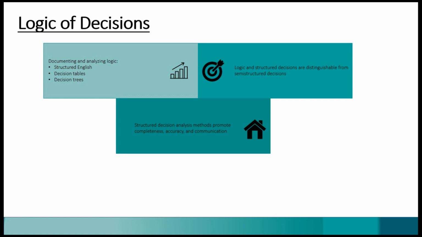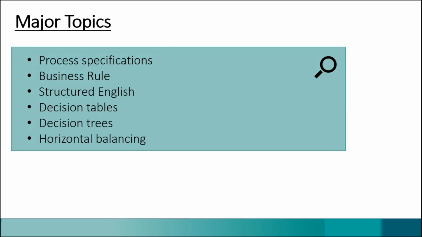Documenting and analyzing logic: structured English, decision tables, decision trees. Logic and structured decisions are distinguishable from semi-structured decisions. Structured decision analysis methods promote completeness, accuracy, and communication. Major topics of this chapter are process specifications, business rules, structured English, decision tables, decision trees, and horizontal balancing.